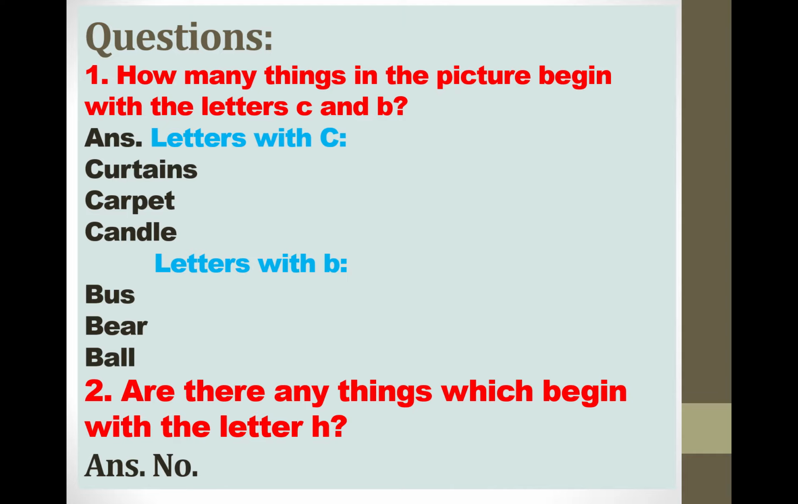Okay, now here you have some questions. Question number 1 is, how many things in the picture begin with the letter C and B? Again, look at your book and focus on all these things and tell me which things begin with the letter C and which things begin with the letter B. First of all, tell me which things begin with the letter C. Look at your book and tell me.